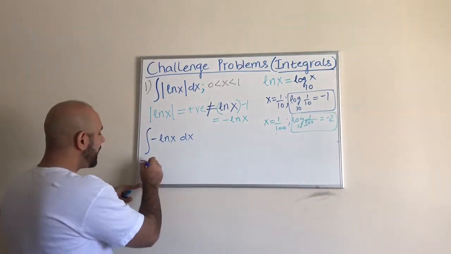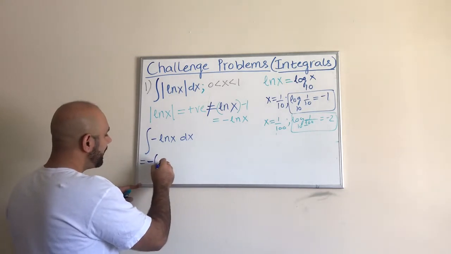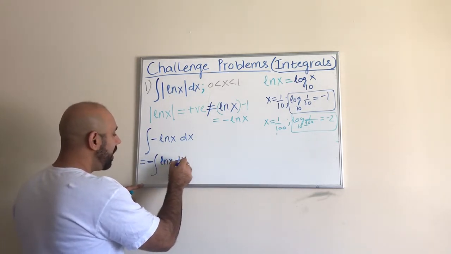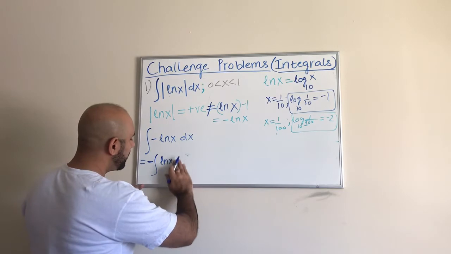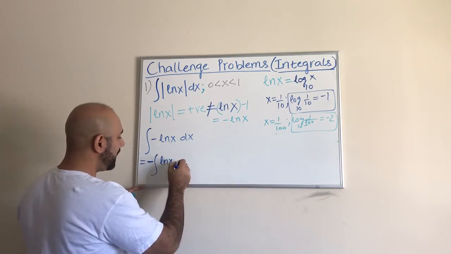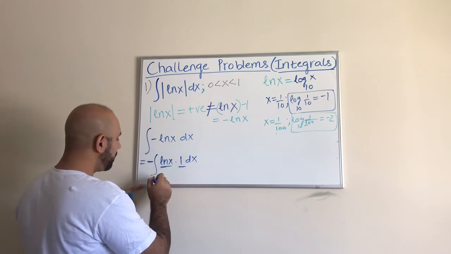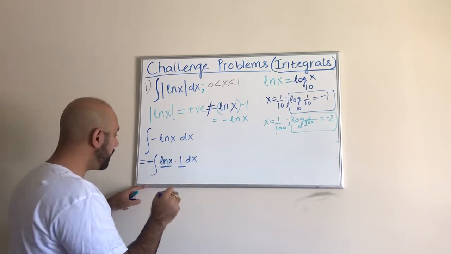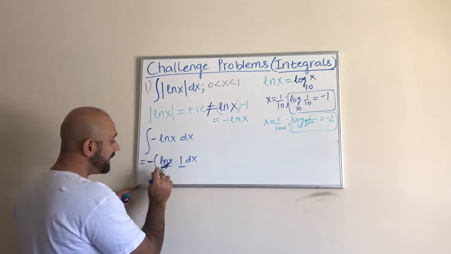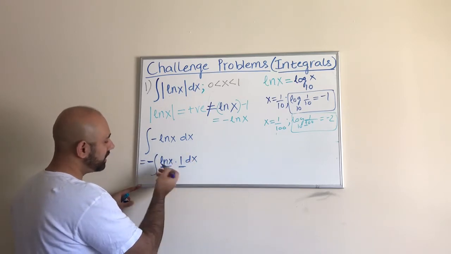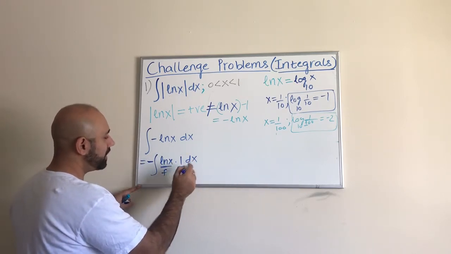So what I'll do is take the negative outside, and then I have the integral of ln of x dx. Or you know what, I'm going to skip some steps and just break it down as ln of x times 1 dx. So this is a product of two functions, and I use integration by parts. Of course, the log function takes precedence over most of the other functions, so this is going to be my f, and this is going to be my g.